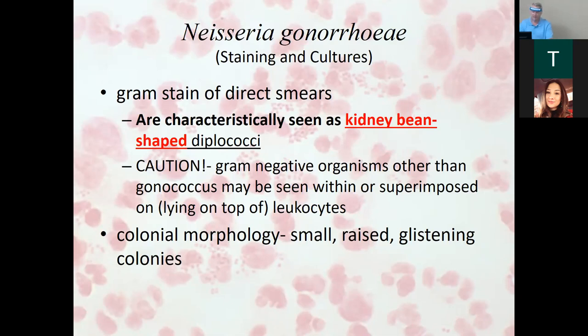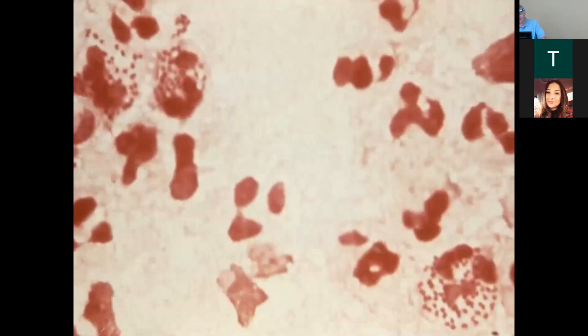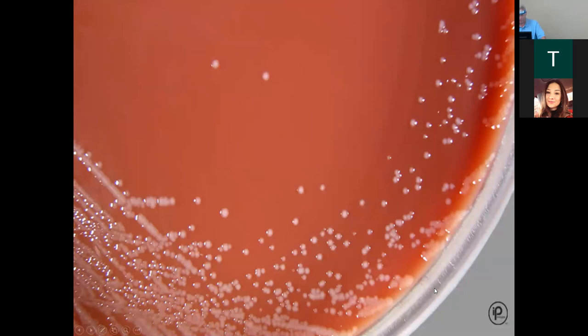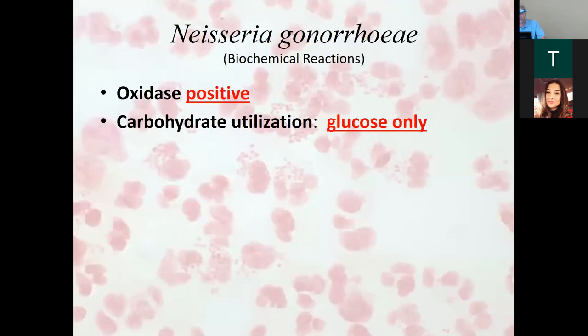We Gram stain and do direct smears, looking for the kidney bean diplococci. Be cautious, because some other gram-negative organisms may have that gonococcus look. They're not diplo, but they look like they're diplo. In our direct smear, we're looking at loaded up neutrophils. This is gonorrhea on the chocolate plate again.